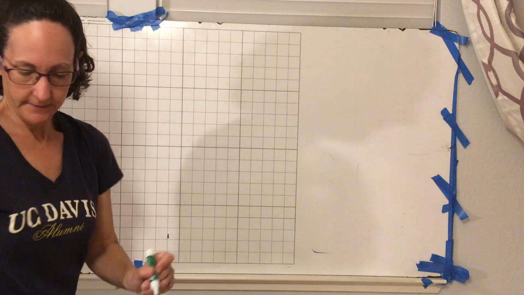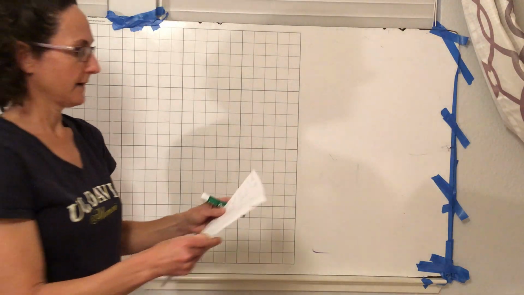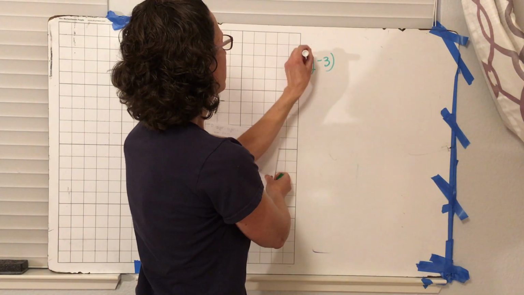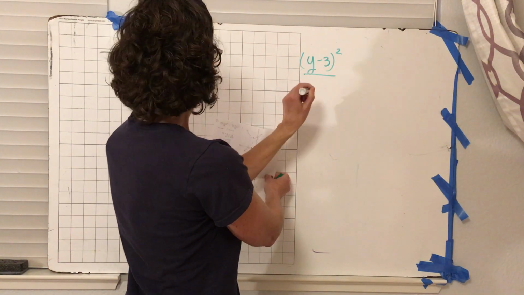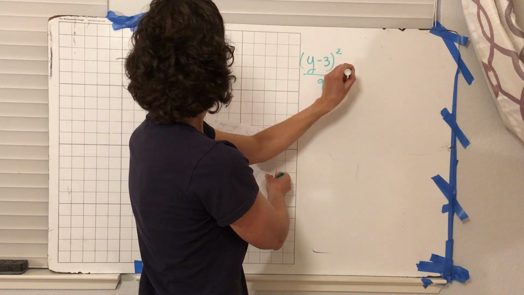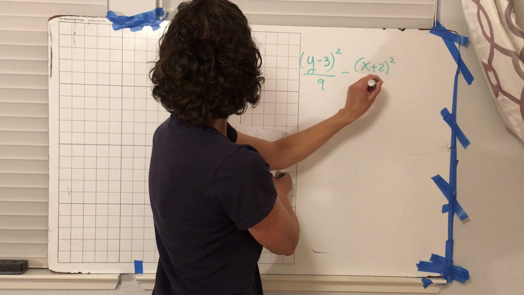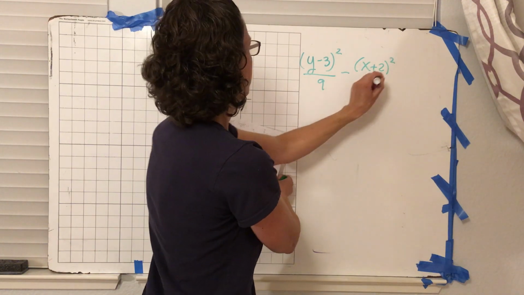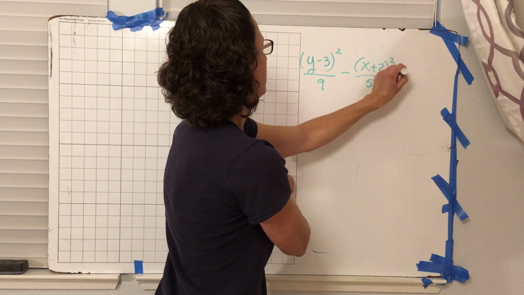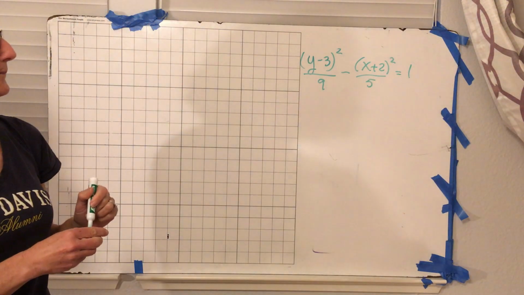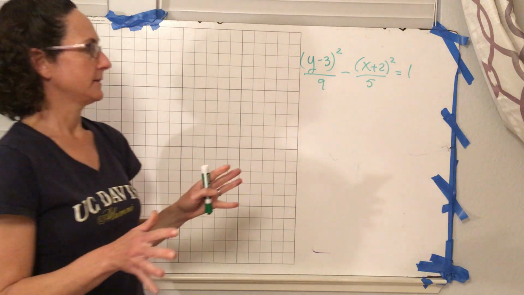Okay, so I'm going to write my equation over here this time so I can use my graph board. Okay, I want you guys to write down (y - 3) squared over 9 minus (x + 2) squared over 5 equals 1. Okay, so let's just start with the basics.